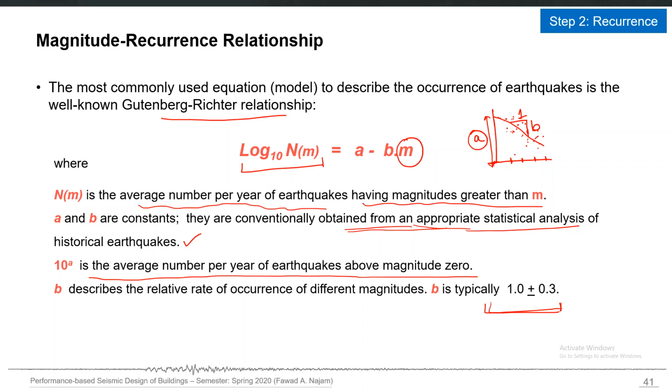So you have to actually plot this curve. This process should be done for each of the seismic sources, and then a and b should be extracted from that GR relationship. So a and b are also sometimes called the seismic activity parameters for a particular source.